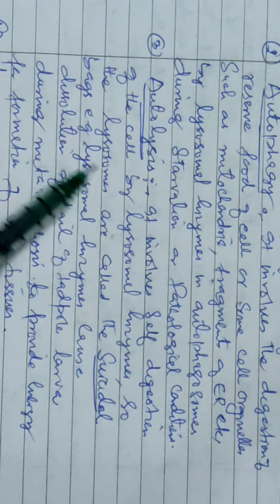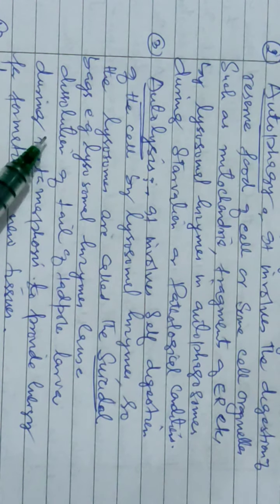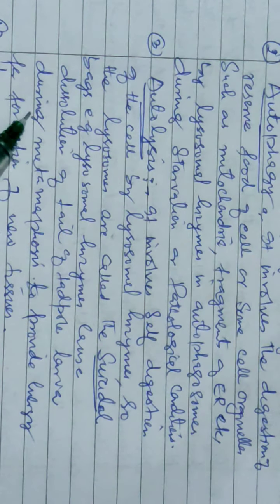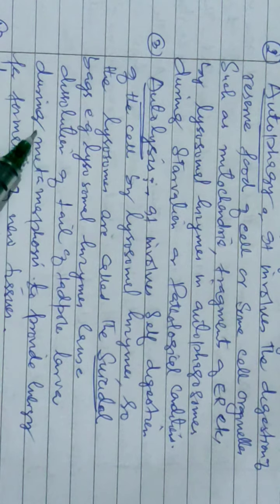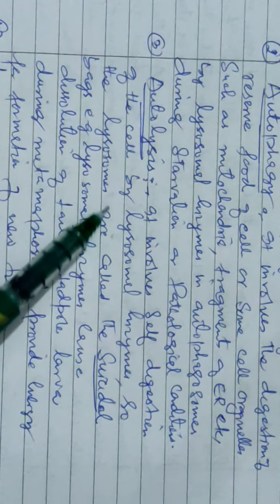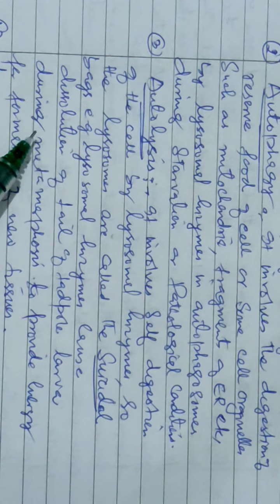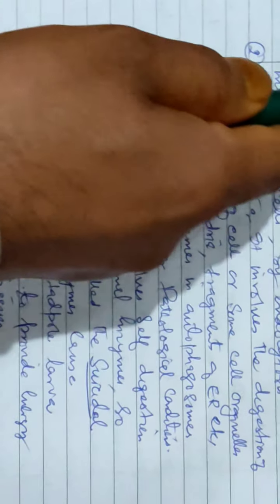This takes place when there is a need of energy for the formation of new tissues, or if the cell is infected by a virus or there is some sort of pathological condition. In those situations, the cell can break itself down or digest itself in order to protect other cells from infection. So this is how they are called suicide bags of the cell.